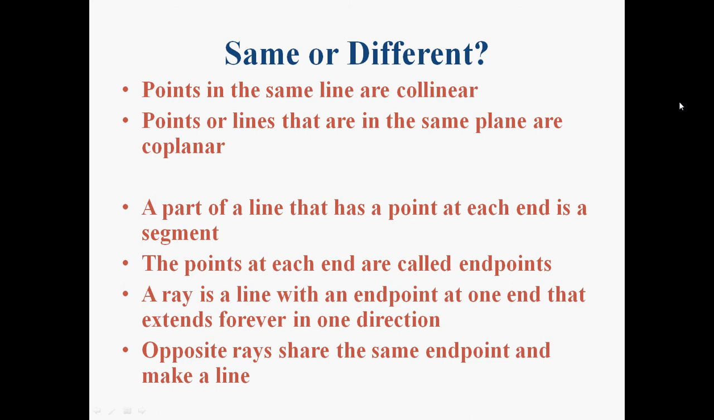So imagine a line, except that you've cut it in half and you have an endpoint at one end, and then a line that extends forever in the other direction. This would be a ray. Opposite rays share the same endpoint, and because they go on forever in opposite directions, it's like gluing our line back together again. It does create a line.